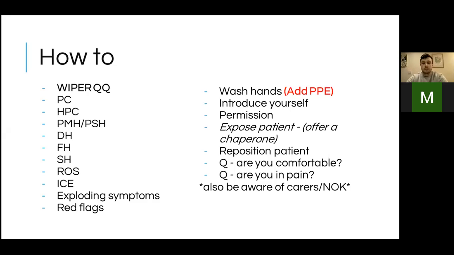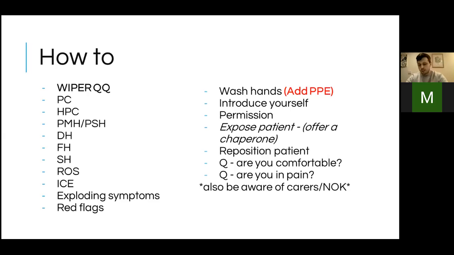Exposing and repositioning the patient would be more appropriate in examining stations. For history taking stations, as long as the patient is comfortable and doesn't look to be distressed or in pain at all. And you can confirm these by asking the patient explicitly if they're comfortable, if they're in pain.